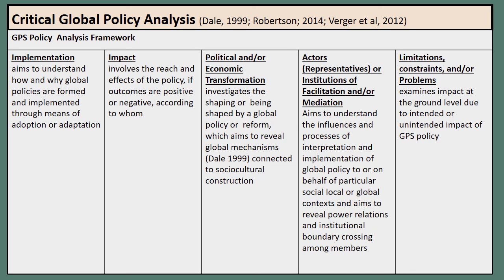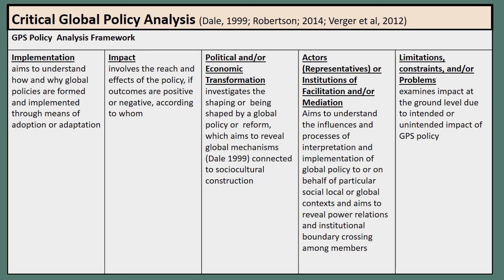A third component investigates political and or economic transformation that shapes or is shaped by global policy or policy reform. This component aims to reveal global mechanisms connected to sociocultural construction. A fourth component of the GPS analysis investigates actors, representatives, or institutions facilitating and or mediating interpretation and implementation of global policy to or on behalf of practitioners particular to social, local, or global context.